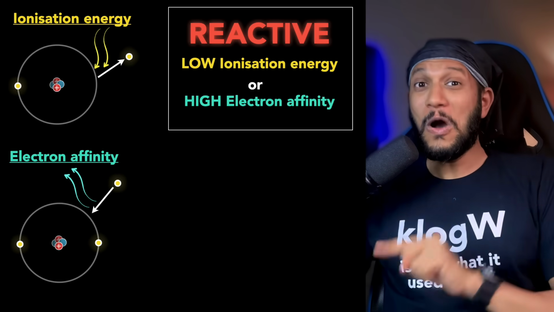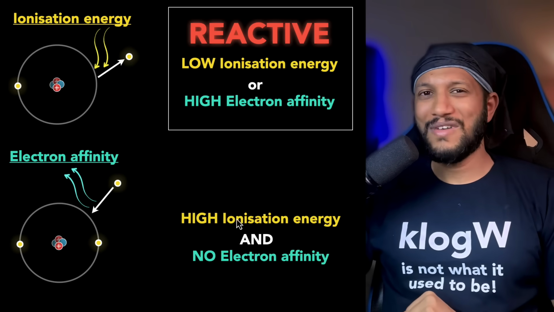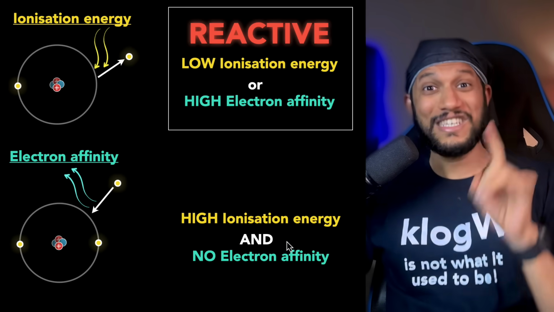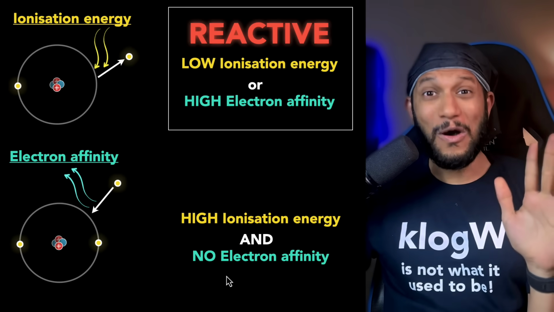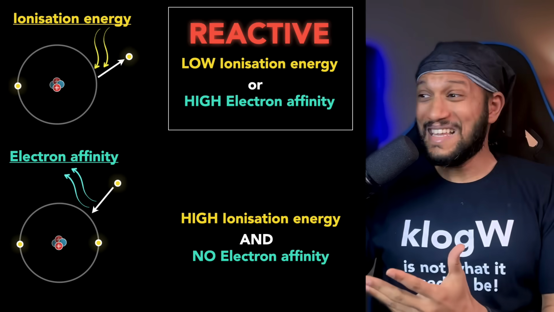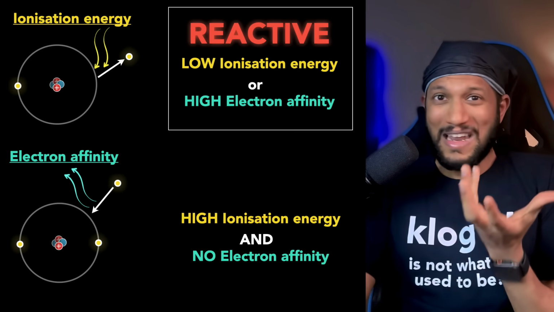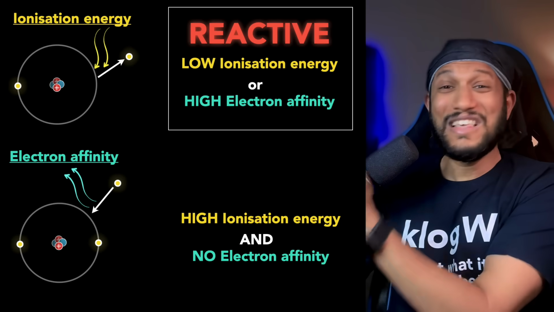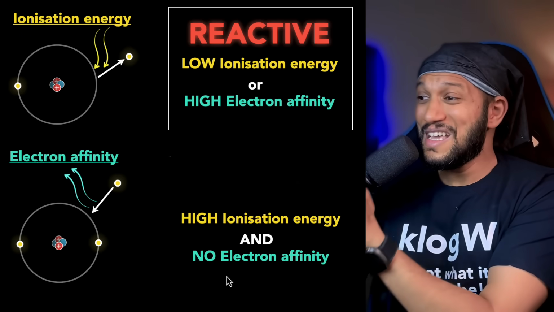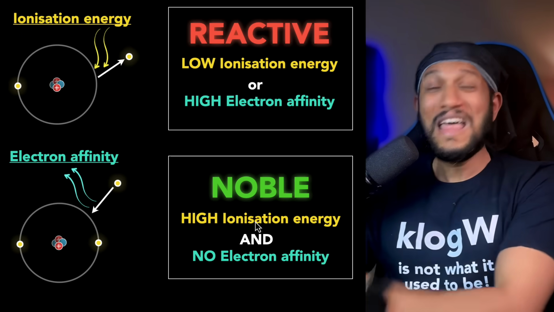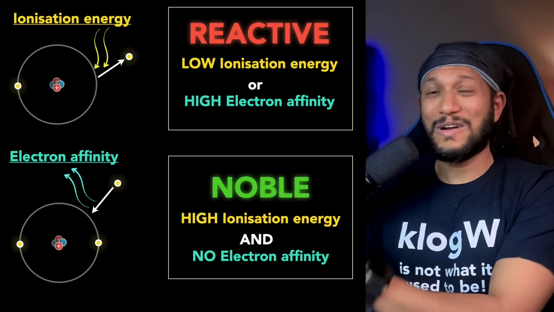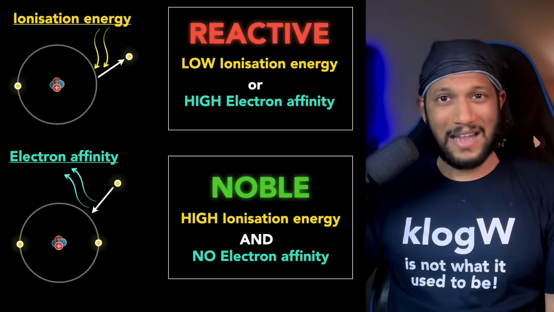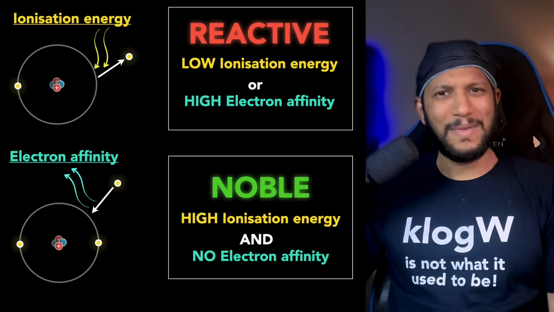Now, in contrast, Mahesh, what if an element has high ionization energy and no affinity at all to electrons? Then it's very hard to pluck an electron, and it will not even try to grab an electron because no energy will be released. Then this element will be non-reactive. In other words, the element will be noble. That's how we can logically figure out which elements are noble. And that sounds pretty interesting for me. All right, so that makes sense.